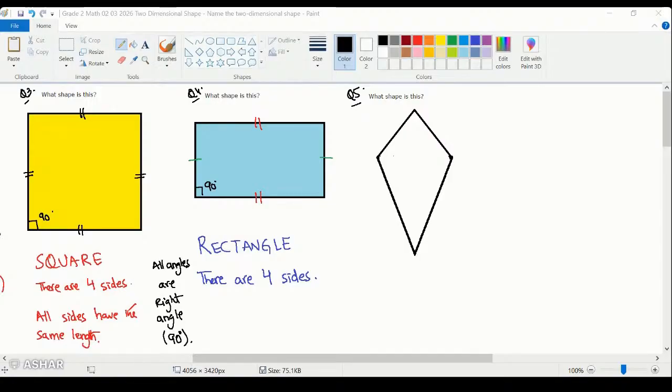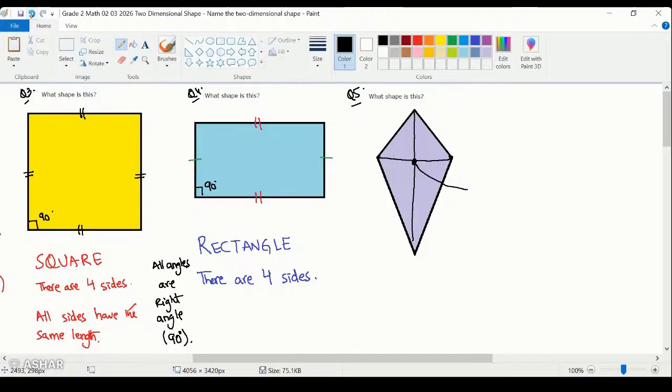Question number 5. Have you ever tried flying a kite? Right? What happens in a kite is there is a rope like this, a rope is tied over here, and you're flying a kite, right? Agreed?